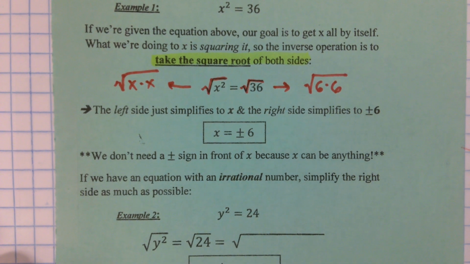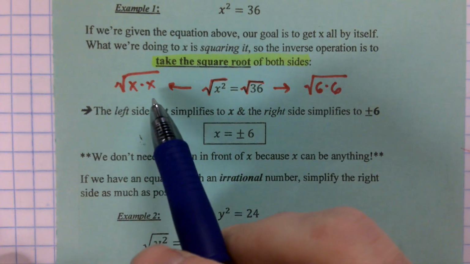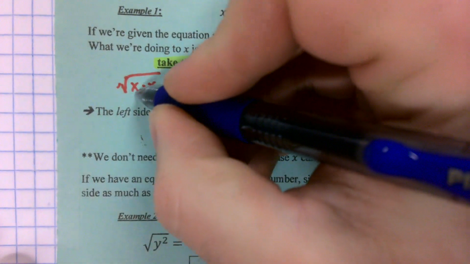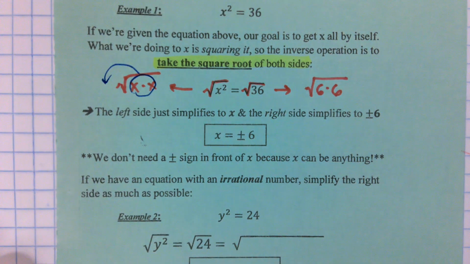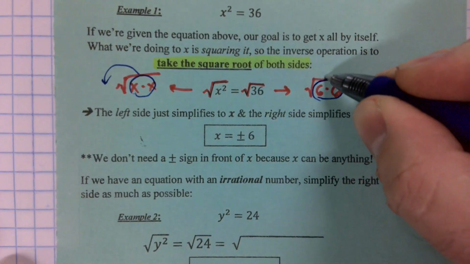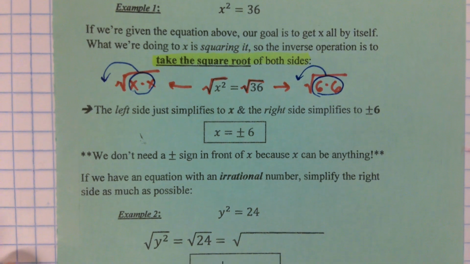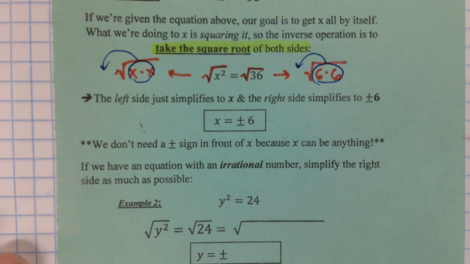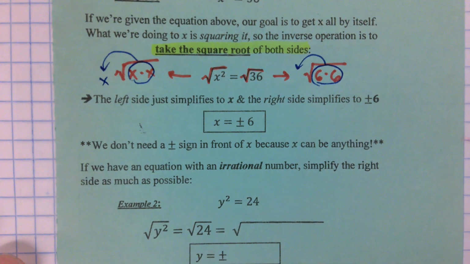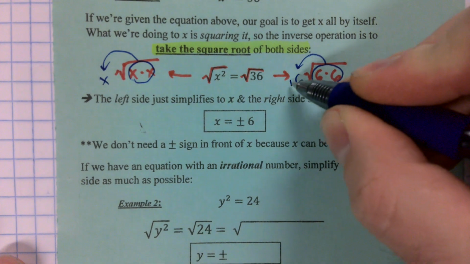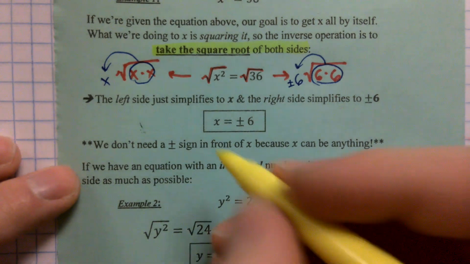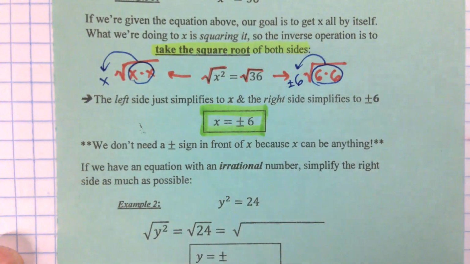All right? So if I break up the left side, do I have a pair of factors that I can pull out? Yeah, I have a pair of x's. And on the right side, we've got a pair of 6's that go out to the front. So now I've got just an x on the left, a plus or minus 6 on the right. There's my answer. X is equal to plus or minus 6.